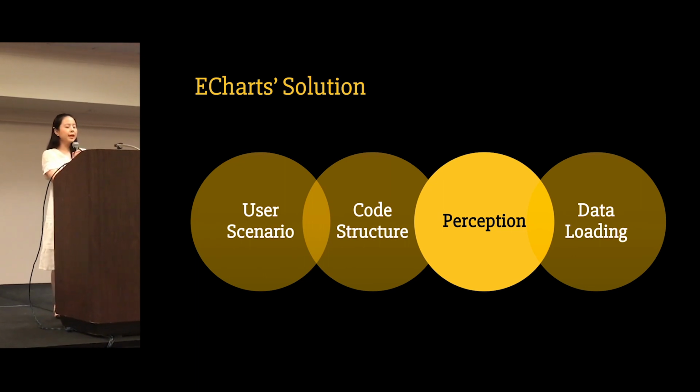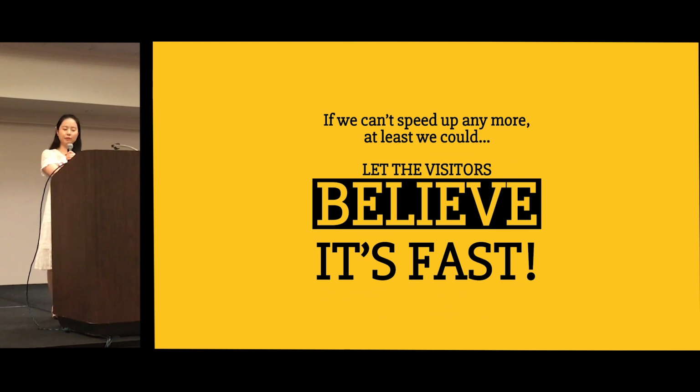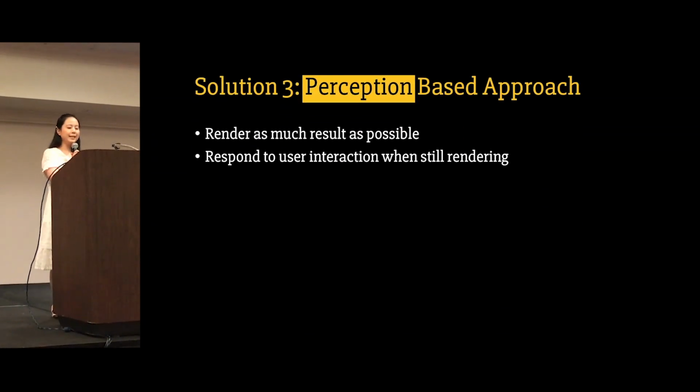The third method is based on perception. That is to say, if we cannot speed up anymore, at least we can let the visitors believe so. This may sound a little crazy, but it's actually very efficient. The general idea is to render as much result as possible and respond to user interactions while it's still rendering.